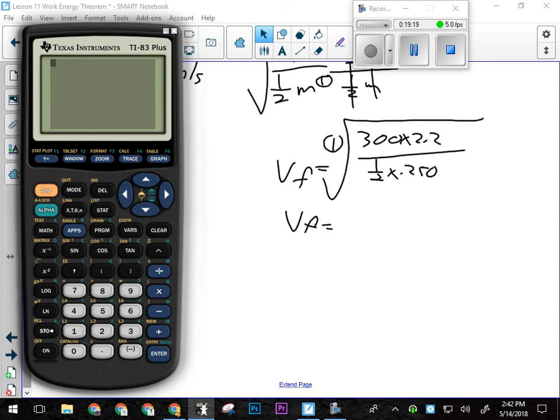So 300 times 2.2, there's the work done, divided by 0.125, and then square rooted. Oh, what did I mess up? Oh, I got 22, not 2.2. Start that over again. 300 times 2.2, divided by 0.125, and then square rooted. That's better. 72.7 meters per second.